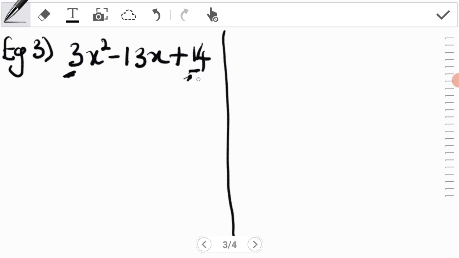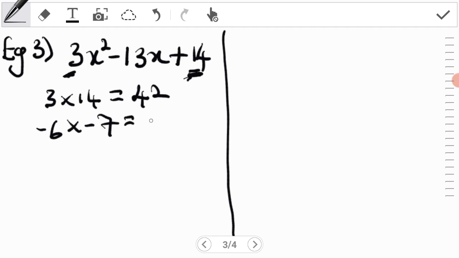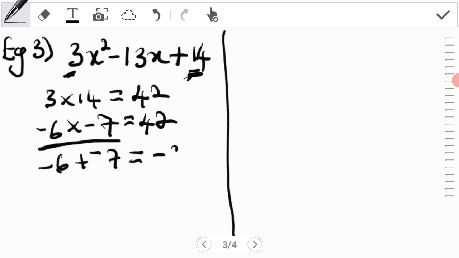So we have this 3 here and we have 14 here. When we multiply 3 by 14, you get 42. Which numbers can we pick? Negative 6 by negative 7. That will also give us 42. So we can use this and this, and you can see that when we add negative 6 to negative 7, we get negative 13, which is this coefficient. So we are on the right path. The values that we will use are negative 6 and negative 7.